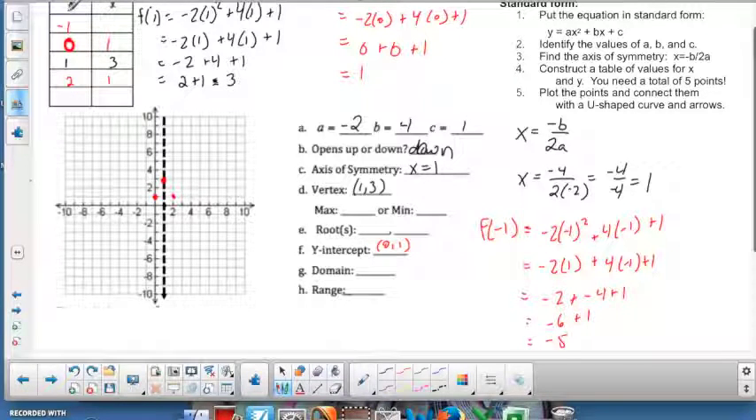Okay, so that means that when my x value is negative 1, my y value or my output is negative 5. So I'm going to plot that point starting at the origin. I go left 1 and then down 5.